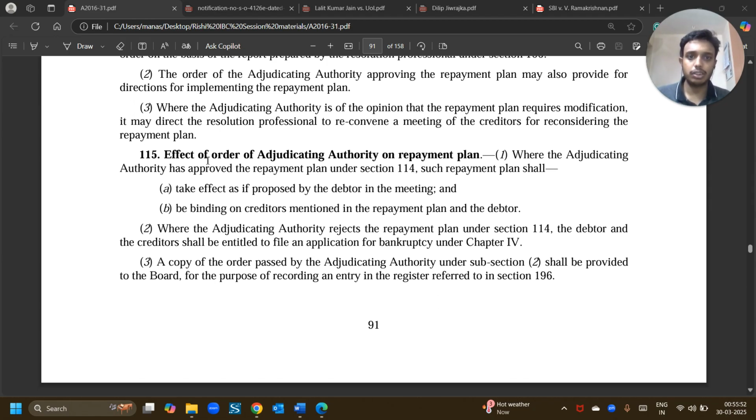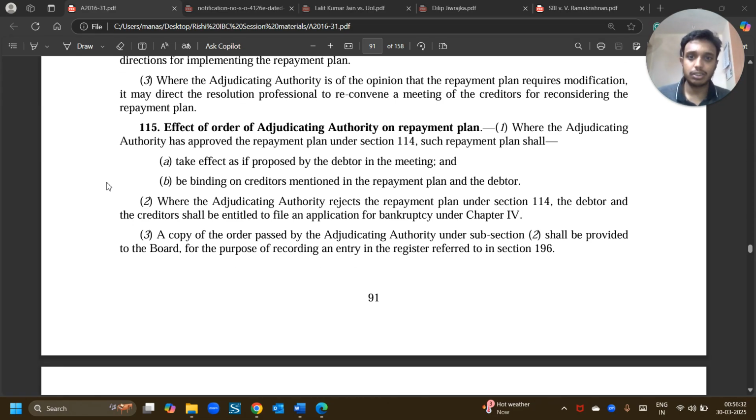Subsection 2 says the order of the adjudicating authority approving the plan may also provide for directions for implementing the repayment plan. So here, if you look at it, there is one crucial distinction. So far, whatever is seen in respect of the resolution plan or the base resolution plan is that the plan itself should include relevant grounds or relevant things to show how it will be implemented. Here, however, it is now left with the adjudicating authority. The onus, or rather the discretion, is now on the adjudicating authority to impose directions for implementing the repayment plan.